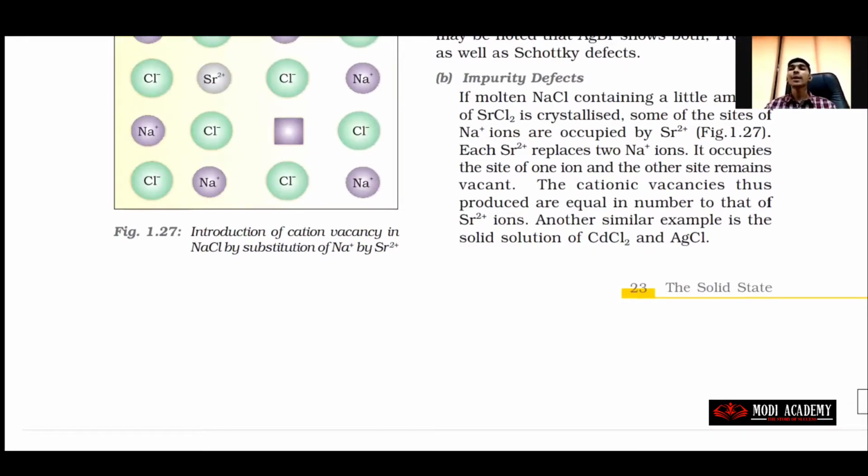So the number of cationic vacancies produced is equal to the number of Sr2+ ions. Another similar example is a solid solution of cadmium dichloride and AgCl. Cadmium also has a +2 charge and Ag has +1. So when two Ag are removed, only one Cd is required to fulfill the electrical neutrality. So as many Cd atoms are placed, that many vacancies there will be. If I put in 5 Cd, there will be 5 vacant places in my crystal.